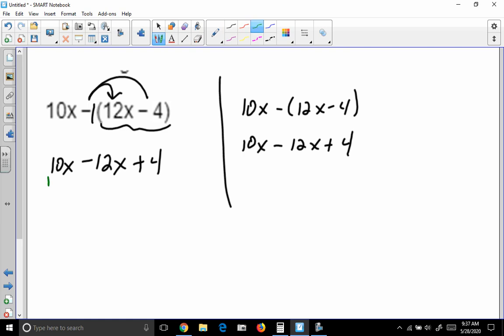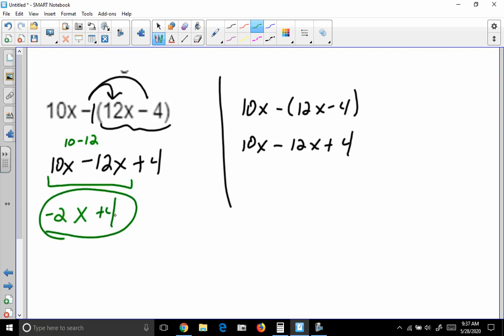So the first two are like terms. So if we want to know how many x's there are, negative 2 x's and bring down the plus 4. Those are not like terms because one has an x, one doesn't, so that's as far as we go.